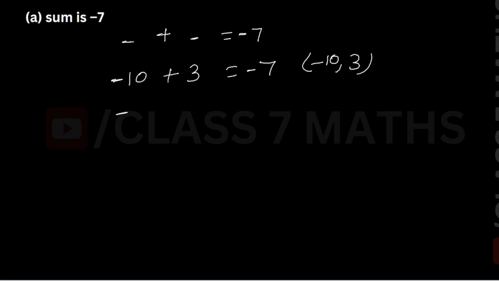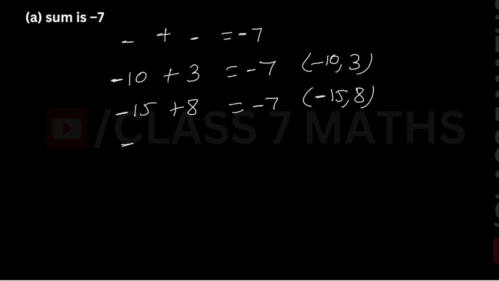The first question is: sum is minus 7. Here the sign is plus and the result is minus 7. So I'm going to write 5 pairs of integers. Here I am taking minus 10 plus 3 equals minus 7, so the pair is minus 10 comma 3. Minus 15 plus 8 equals minus 7, so the pair is minus 15 comma 8.